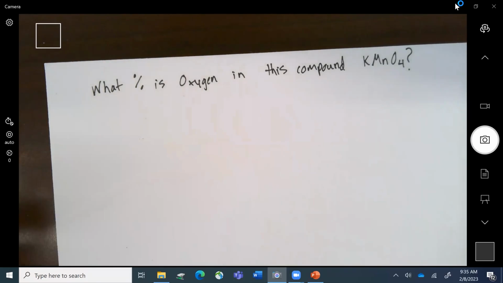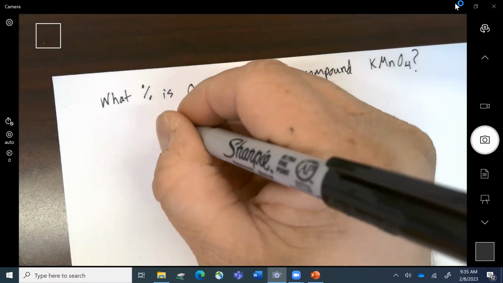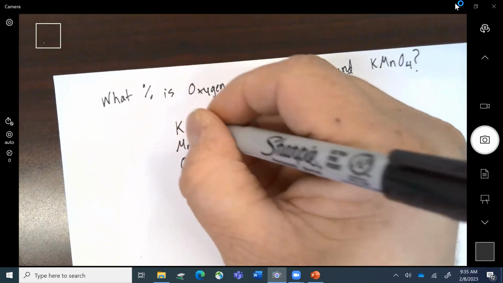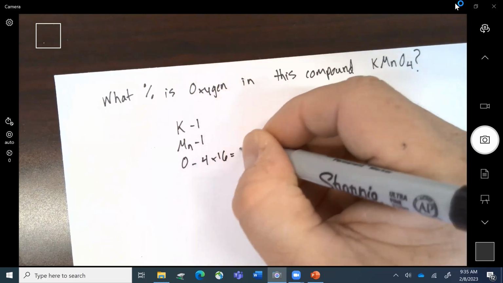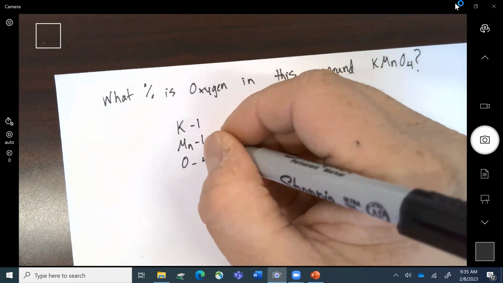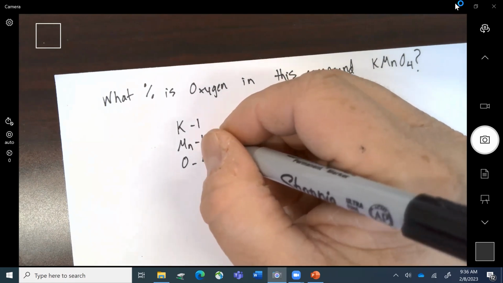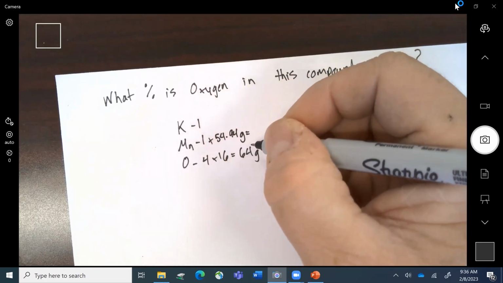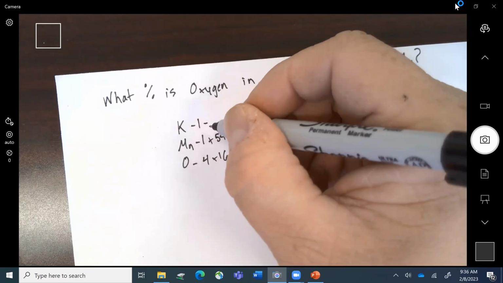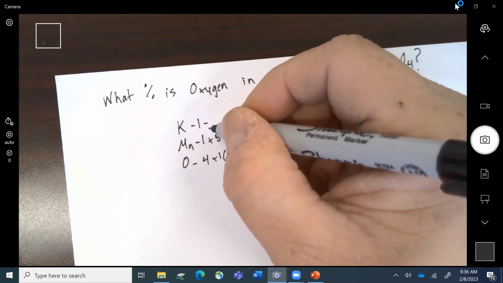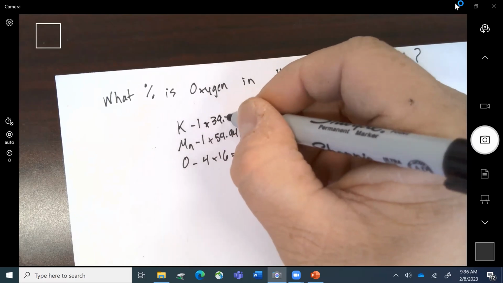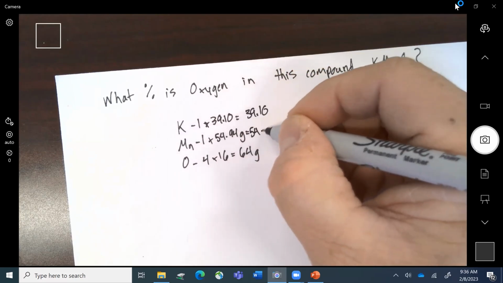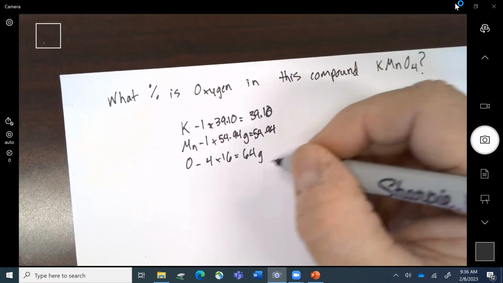All right, how'd we do? So K, Mn, O: 4, 1, and 1. Okay, so oxygen is 16 times 4, which equals 64 grams. Mn is manganese, which happens to be right in the middle, and this is 54.94 grams. And potassium's 39.1. All right, so we have 39.1, 54.94, and 64. Add these together.